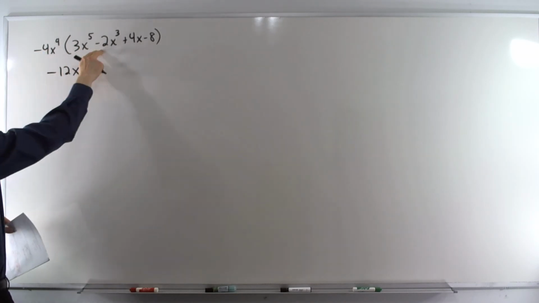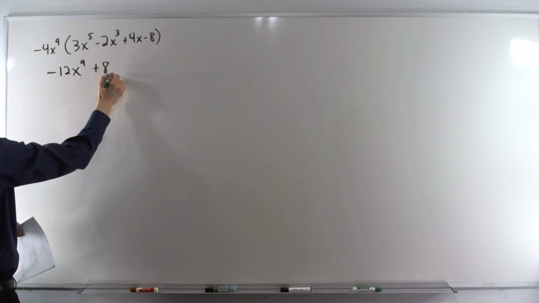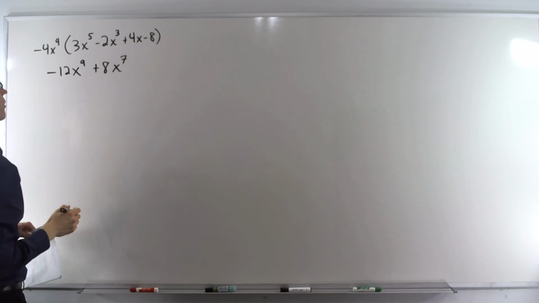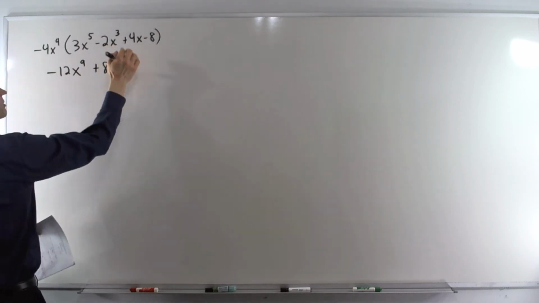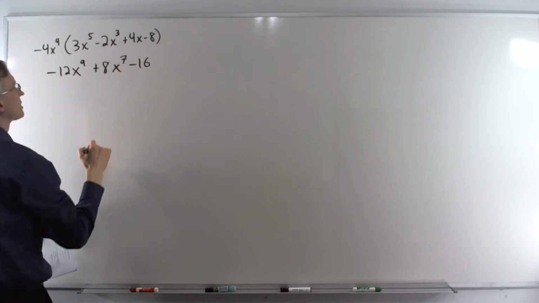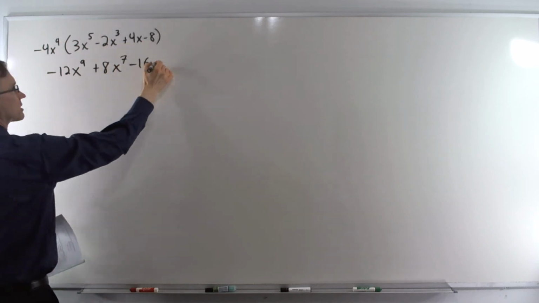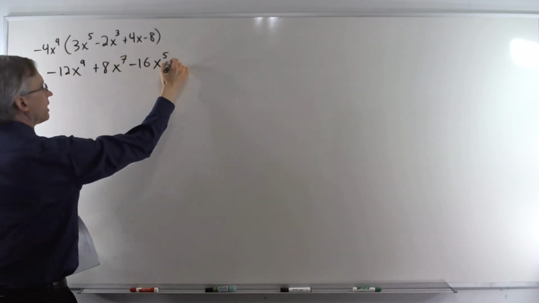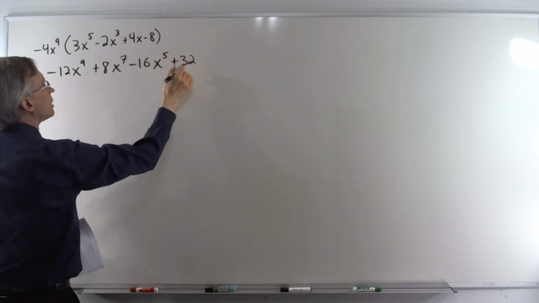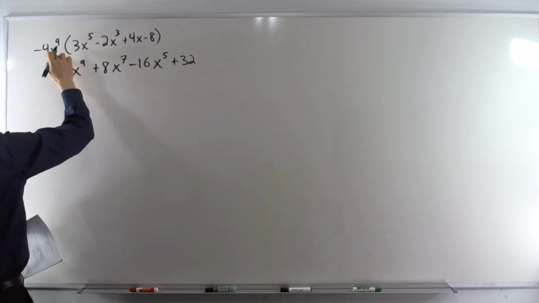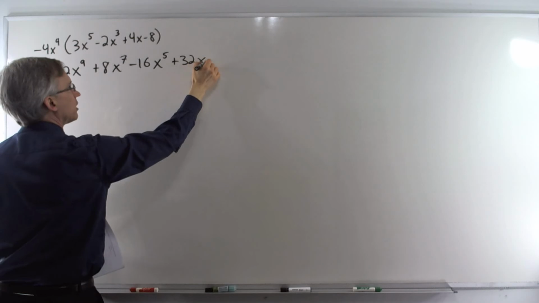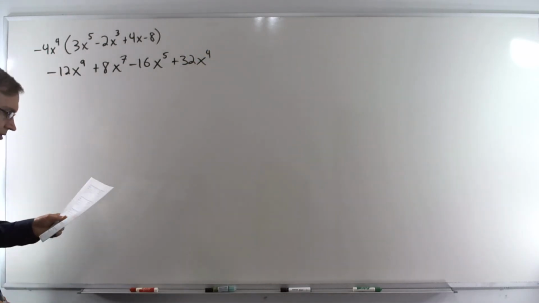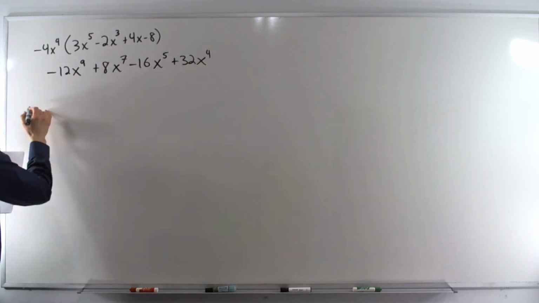Now we do negative 4 times negative 2. That's positive 8. X to the 4th times x to the 3rd, x to the 7th power. Negative 4 times positive 4 is negative 16. X to the 4th times x is x to the 5th. Then we got negative 4 times negative 8, which is positive 32. And no variable parts over here, so we just keep the x to the 4th power. And that brings us to your turn number 4.